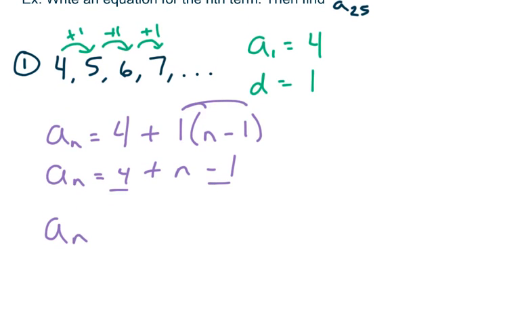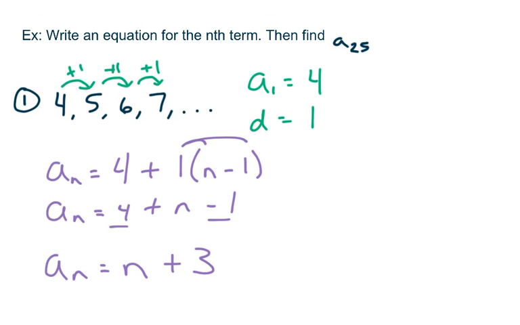So we can say that a sub n is equal to, usually the variable comes first, so we'll have n, 4 plus negative 1, or 4 minus 1 is positive 3. This would be our equation for that arithmetic sequence. Now, step number 2, or the second part, says find a sub 25. So let's actually do that.